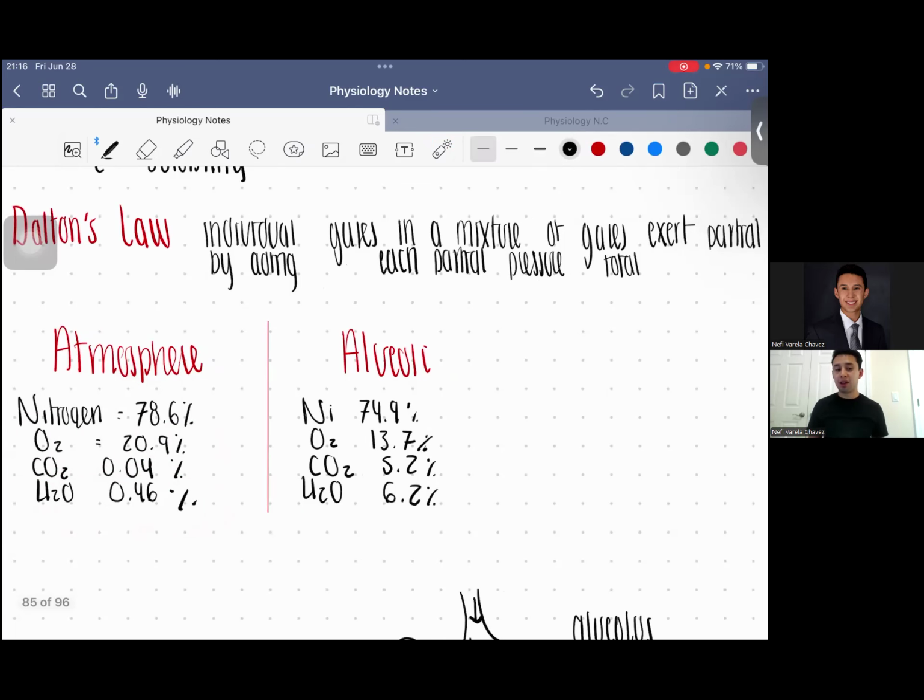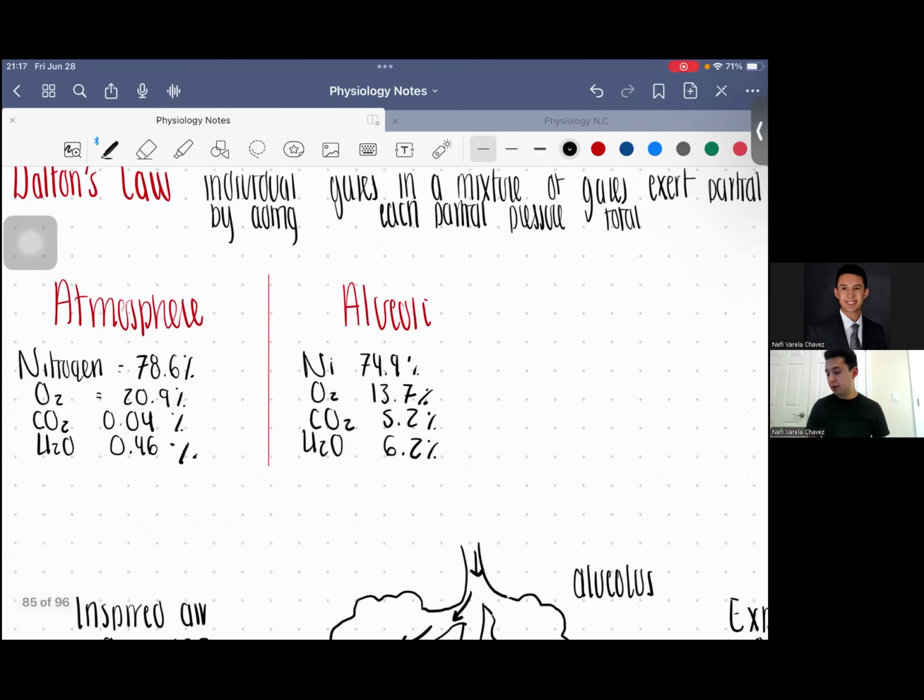In the alveoli, on the other hand, it's a little bit different. Nitrogen is 75, oxygen is 14, carbon dioxide is 5.2, and water is 6.2.